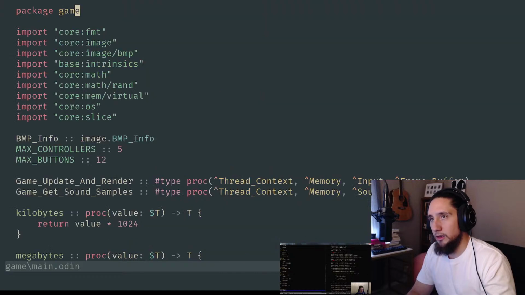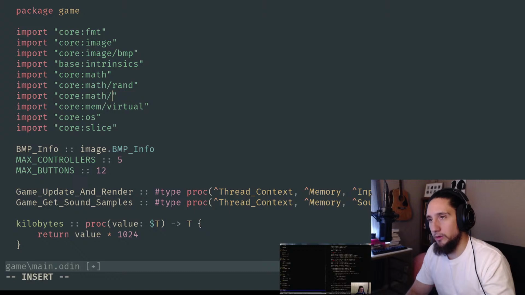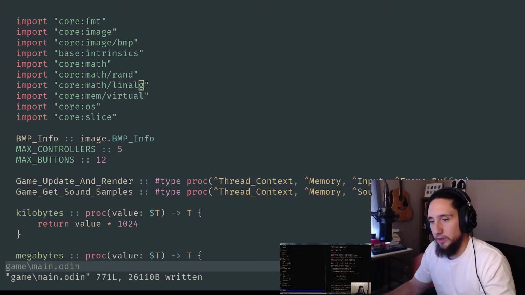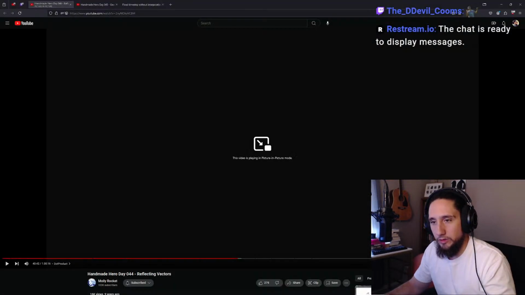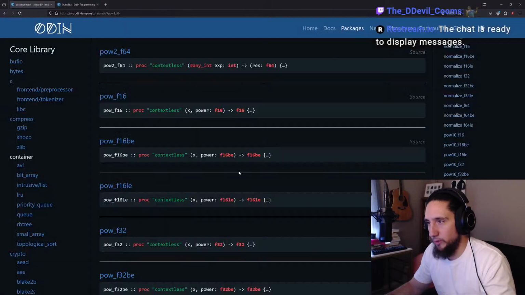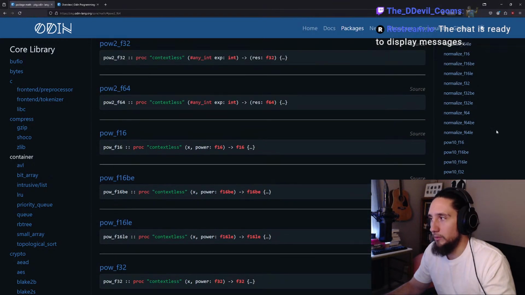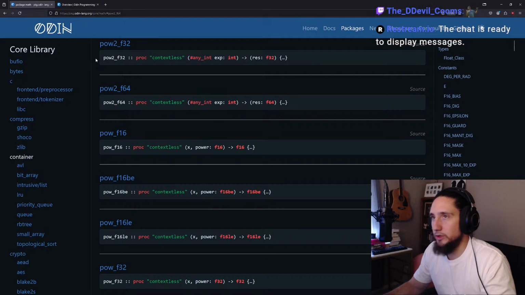I'm going to go up here, and we're going to add a new math import to the linalg package, which is this handy-dandy linear algebra package. And of course, this is showing the wrong thing, because why would you show the right thing, OBS? I looked at this before the stream started too, and it was showing the documentation. Okay, there we go.